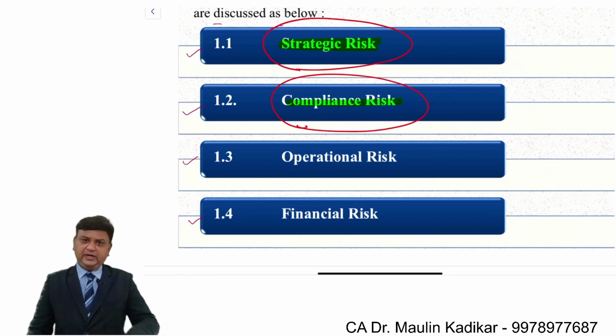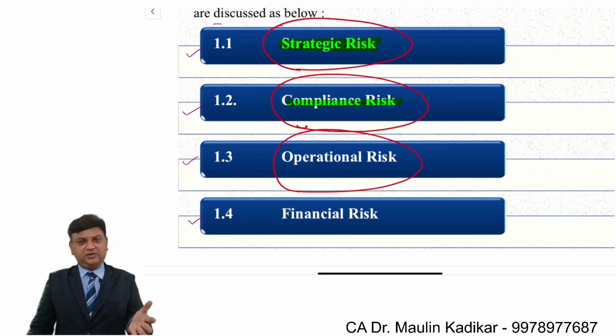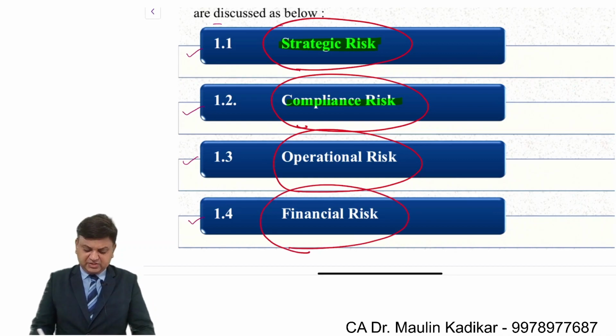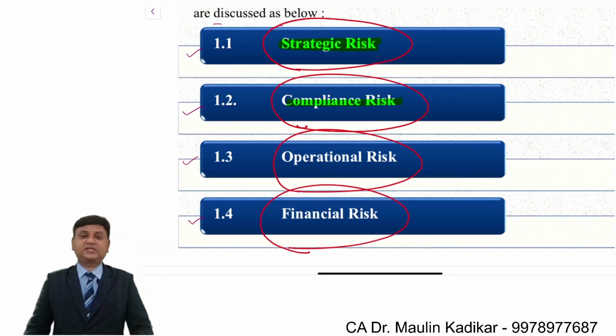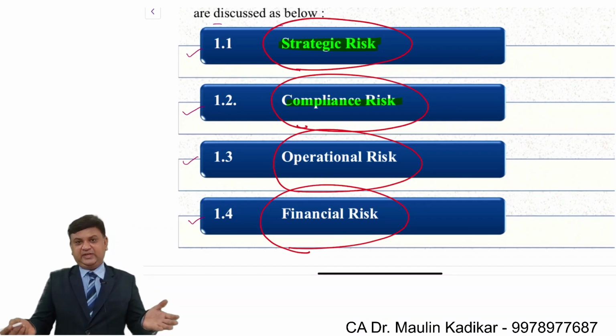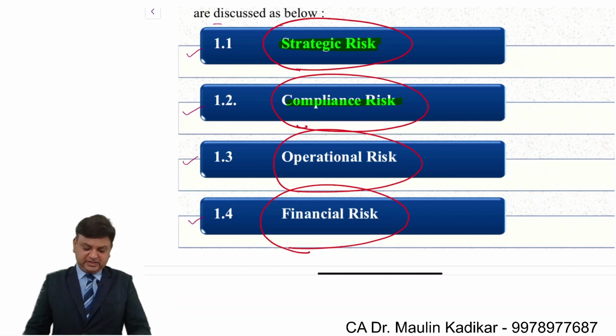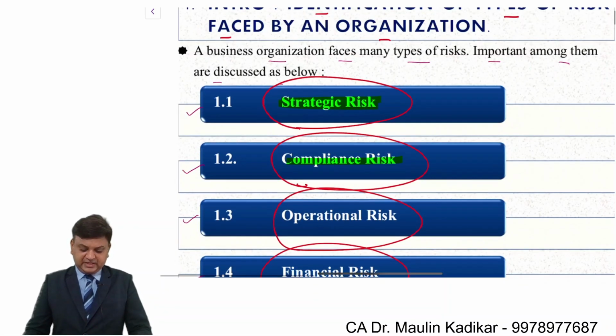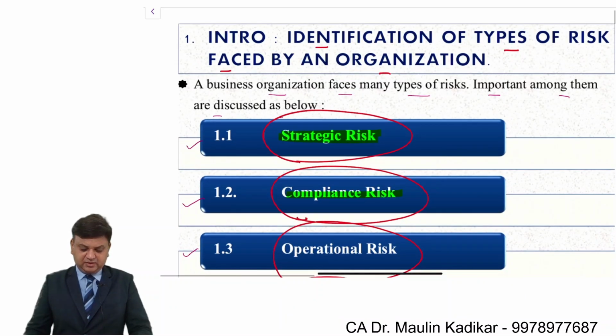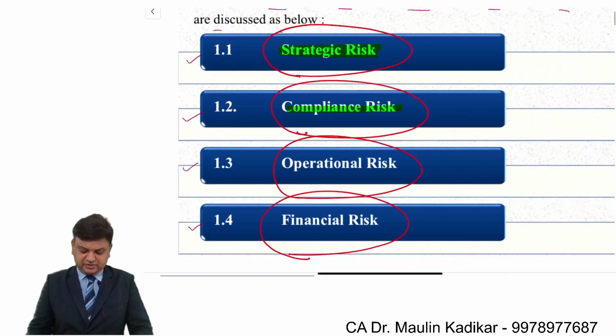If you do not follow it, you are required to make the payment of some penalties. Operational risk: proper internal control is missing, and because of that, there is fraud. Because of that, there are a number of mistakes. You are not able to give service to your customers. Financial risk is what they have discussed in detail, given the most importance in the entire chapter. That is the first part, identification of the types of risk.